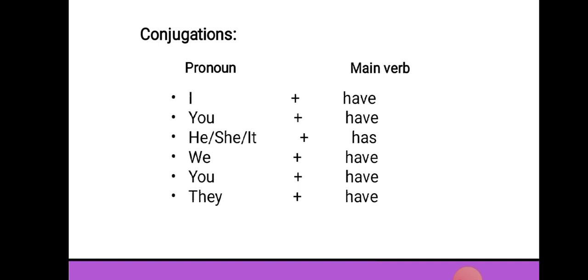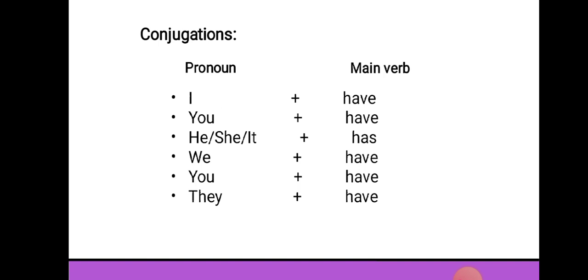and has are the auxiliary verbs that are used in the present to form the present perfect. Have is used with the personal pronouns I, you, we, they, and has is used with the personal pronouns he, she, it. Past participle of the verb is the form of the verb that is used in the present perfect.